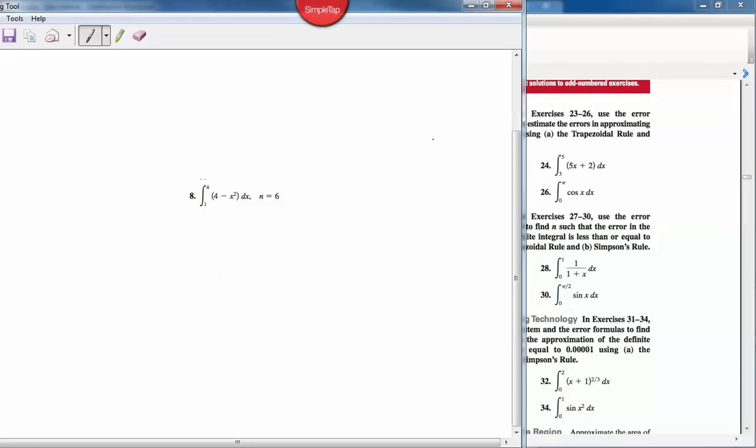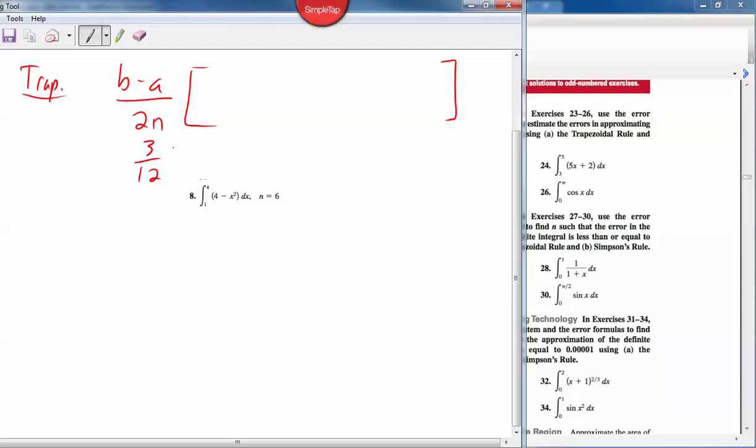Now, we're going to work this out using trapezoidal and Simpson's rules. And so let's start with the trapezoidal rule for n equals 6. There we go. So in this, a is 1, b is 4. So we have b minus a over 2n. And then you got all this stuff on the inside.